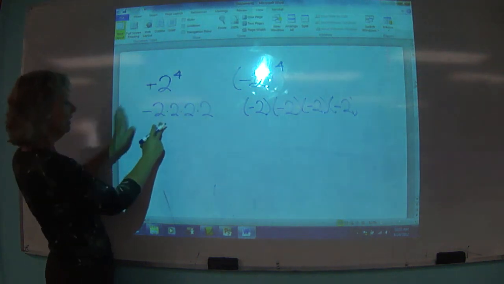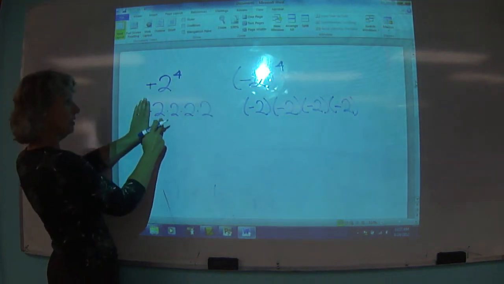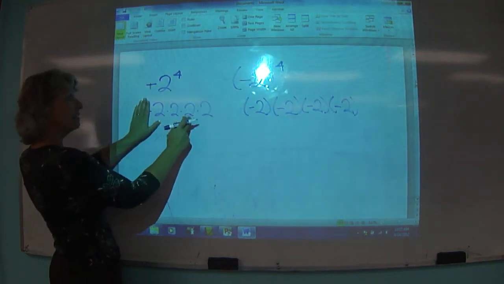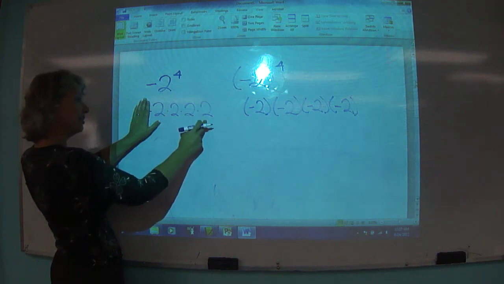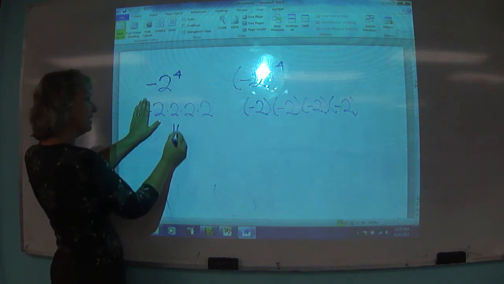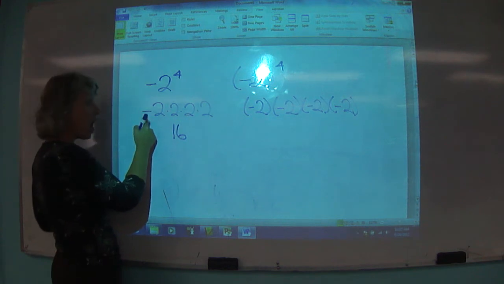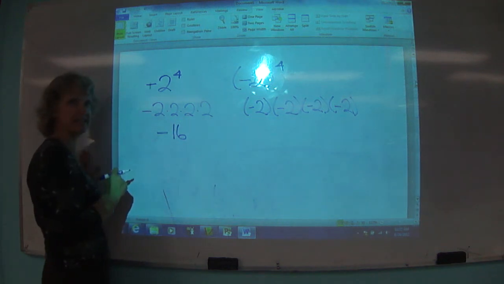What did we get here? Let's cover up the negative sign for a minute. 2 × 2 = 4. × 2 = 8. × 2 = 16. So we get 16, but we get the opposite of 16, which is -16.